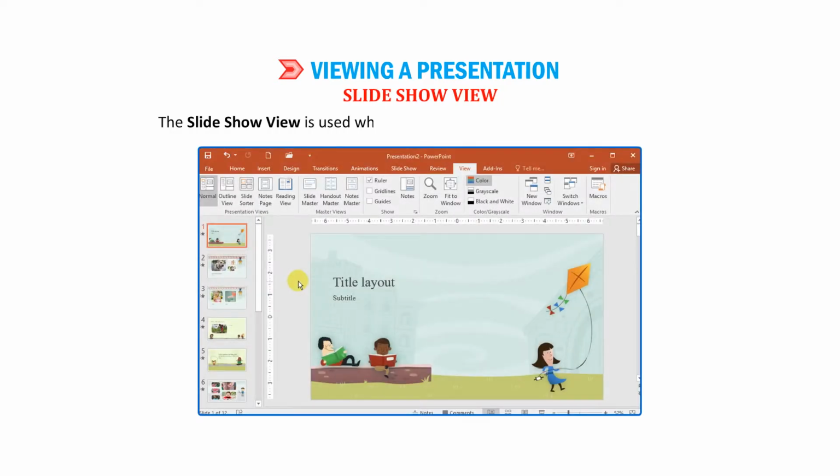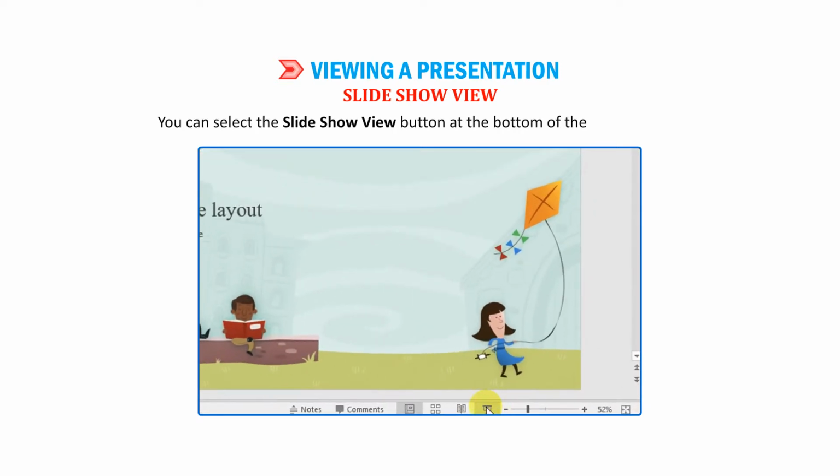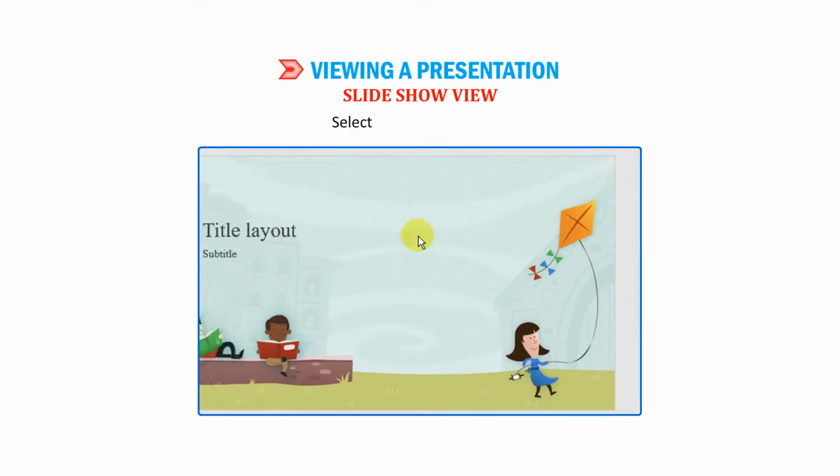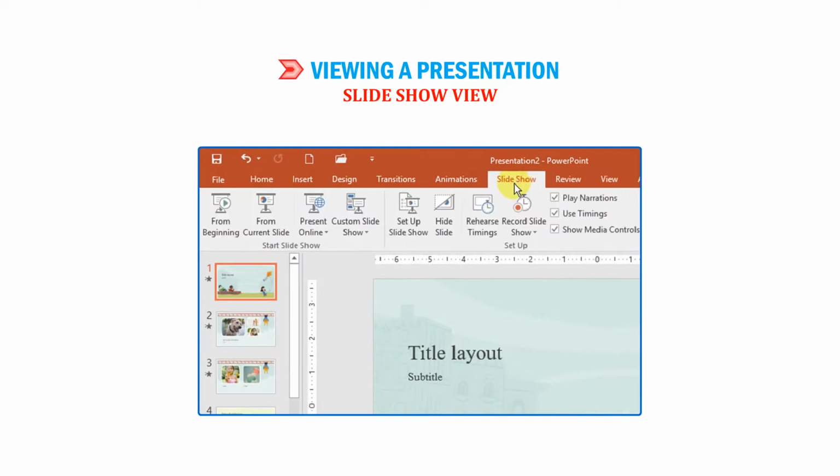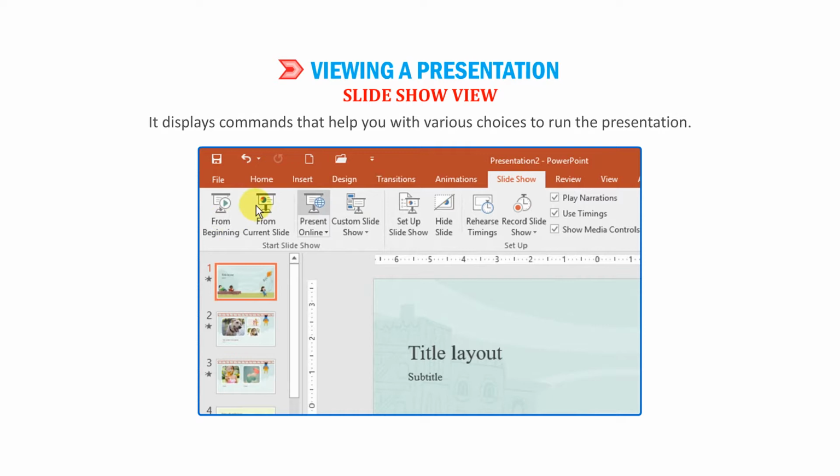The Slideshow View is used when you deliver your presentation to the audience. It is just like the pictures in a photo album. It displays all the slides in the presentation one by one on the full screen. You can select the Slideshow View button at the bottom of the slide window or select the Slideshow tab. It displays commands that help you with various choices to run the presentation.